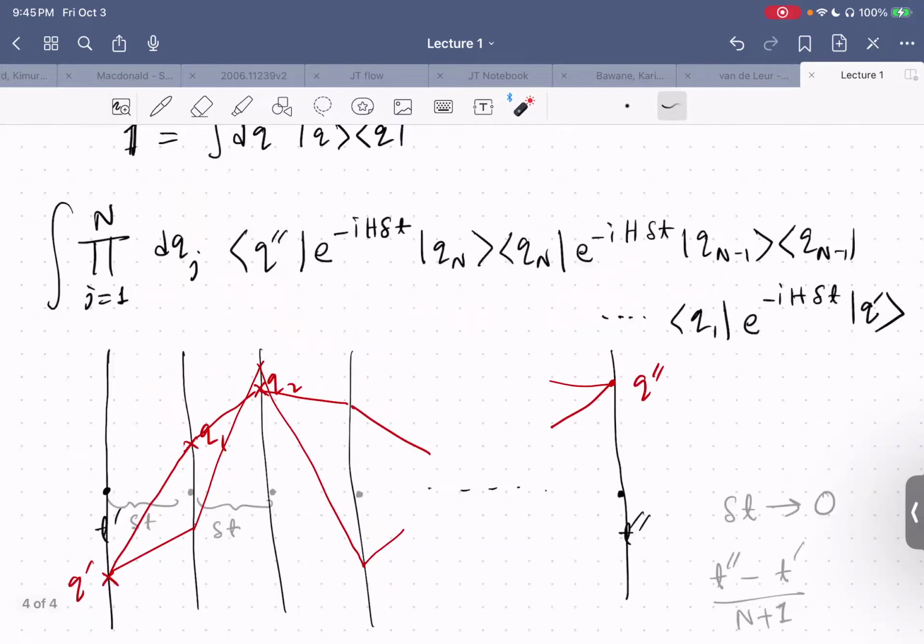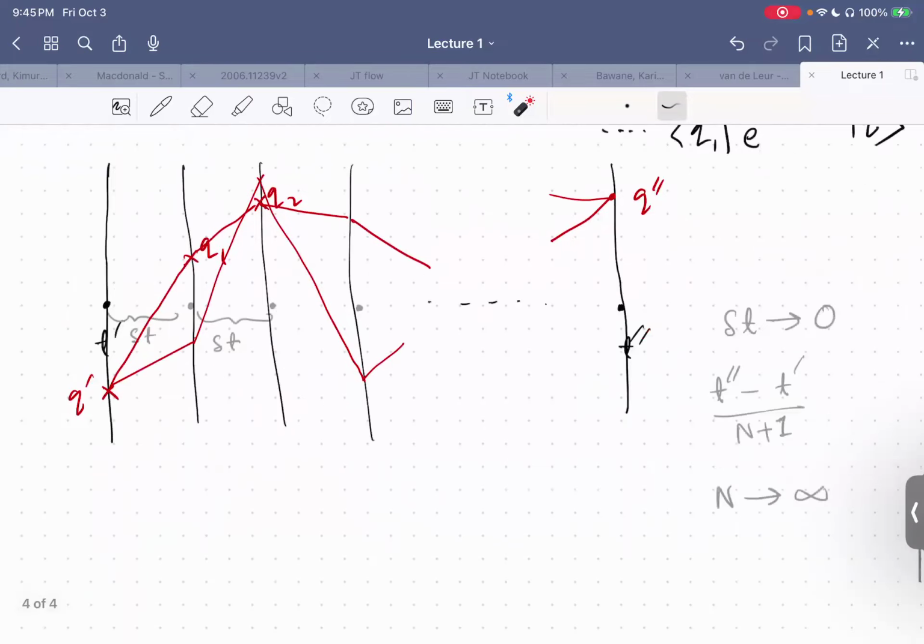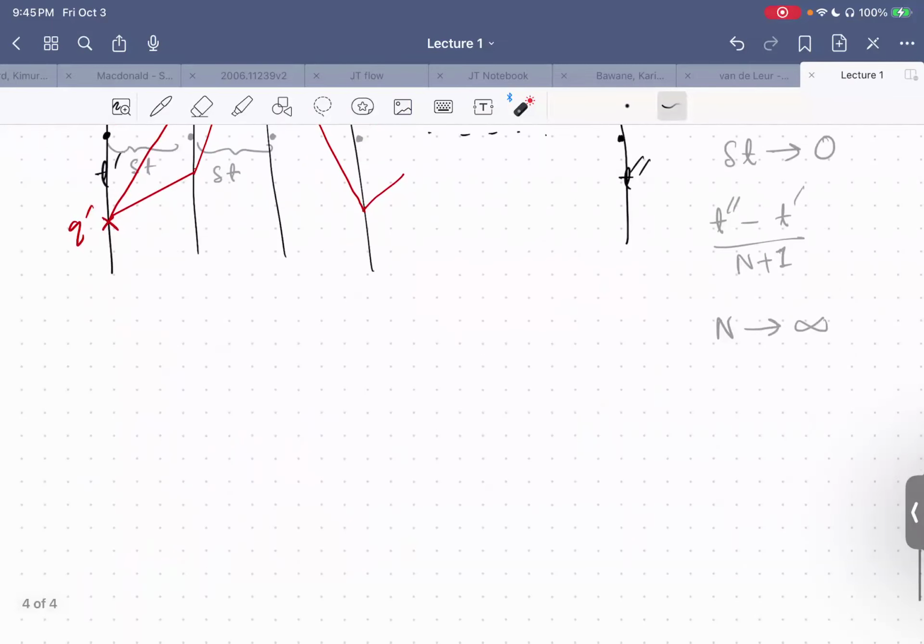For now, what we want to do is compute this kind of expression when delta t is very small. So let's focus on that for now. But before I go into that, are there any questions? Okay, so this picture is clear. Good. All right.